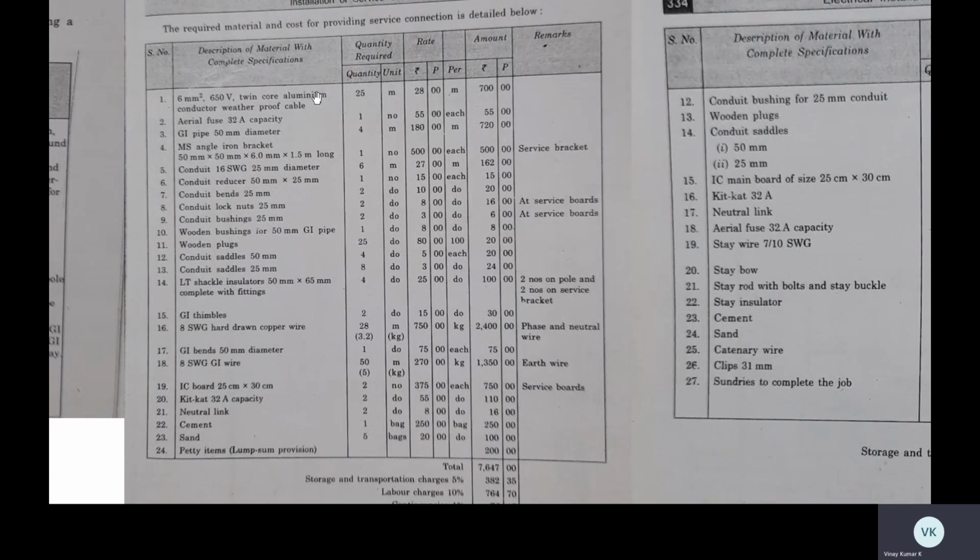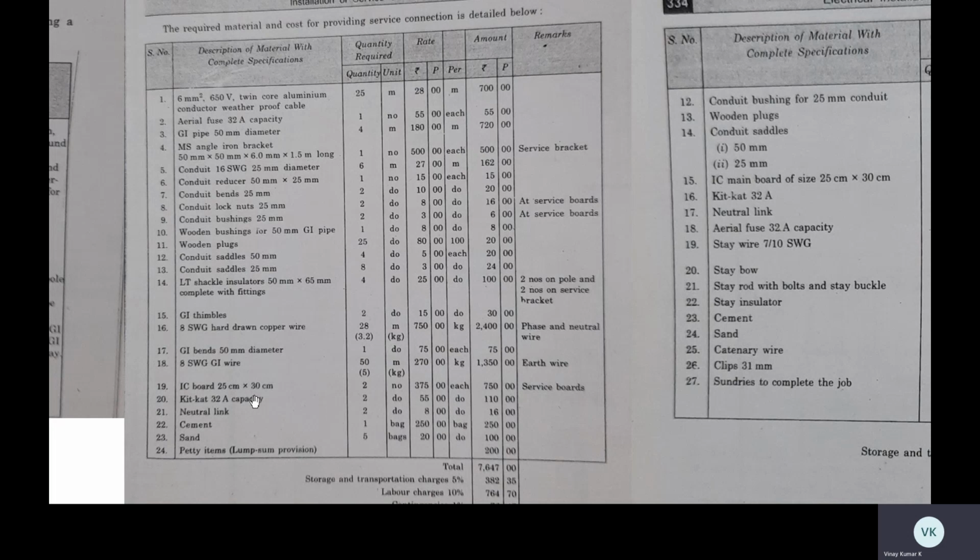6 mm square twin core aluminum conductor for weatherproof, that is for outside. Aerial fuse board and GI pipe 50 mm diameter, MS angle iron brackets. These are required at the aerial fuse board, and conduit 16 SWG, reducer bends, bushings, thimbles, IC boards, KitKat 32 amp capacity.